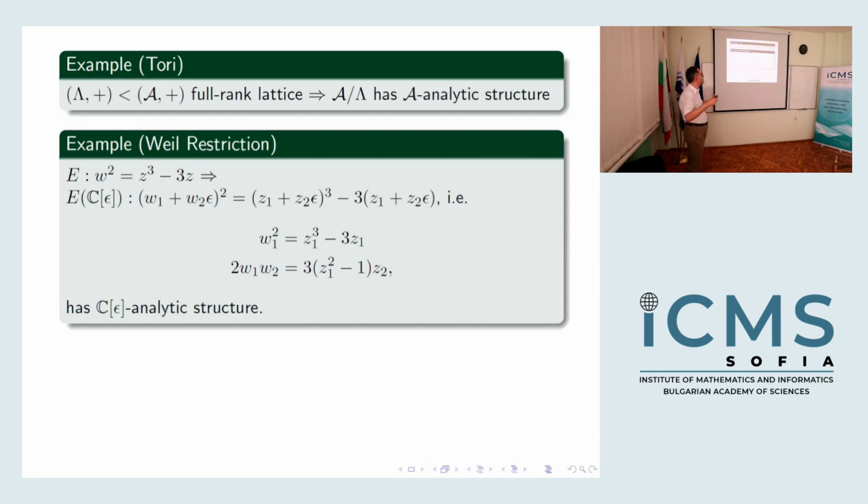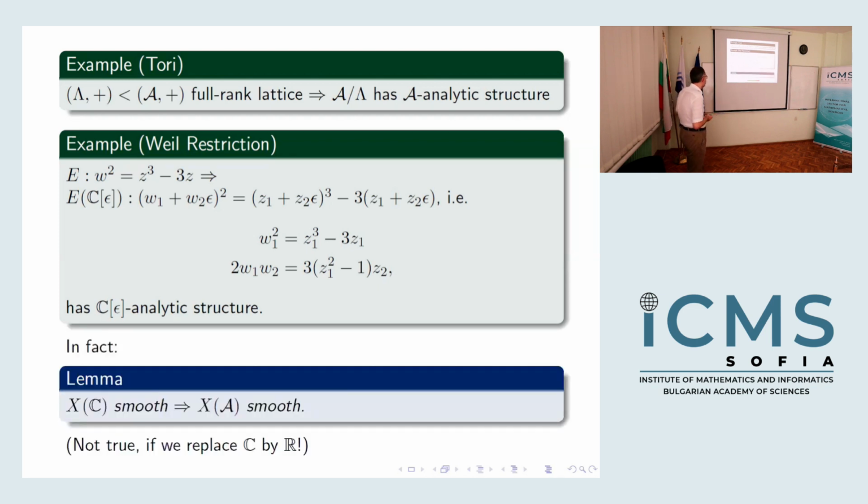More generally, you can perform the very same thing. So you can extend scalars to, let's say, the dual numbers. I chose the dual numbers here because it's the simplest non-trivial example. And then you can pull back, of course, so you can go back to the complex coefficients. And this algebraic variety carries, in fact, the dual complex analytic structure. And in fact, this works for any variety: if X is smooth over C as a complex variety, then this procedure is going to produce a smooth variety over A and so also over C. This is, of course, not true if we replace the complex numbers by real numbers.